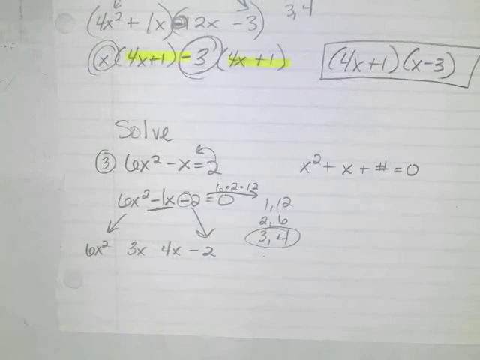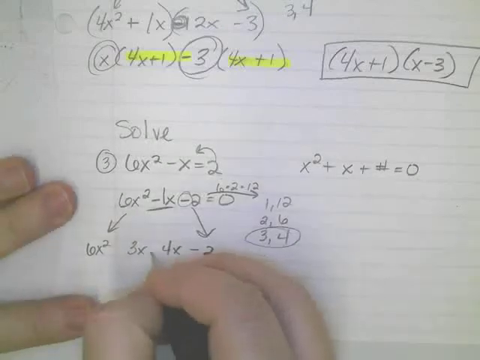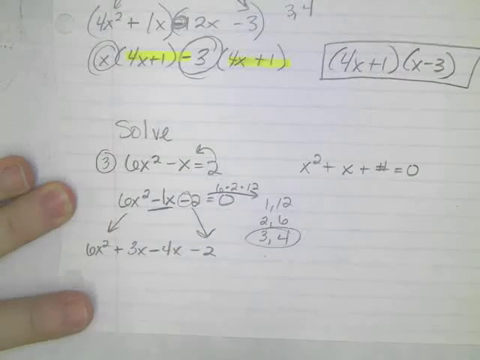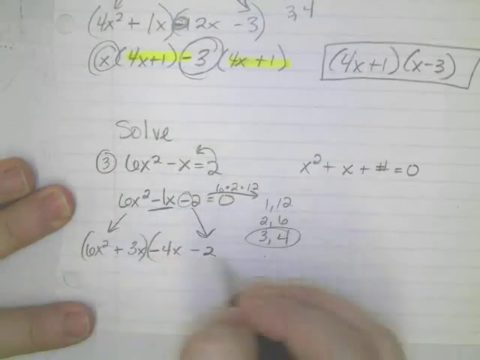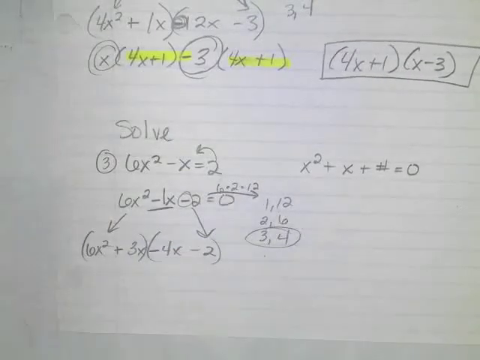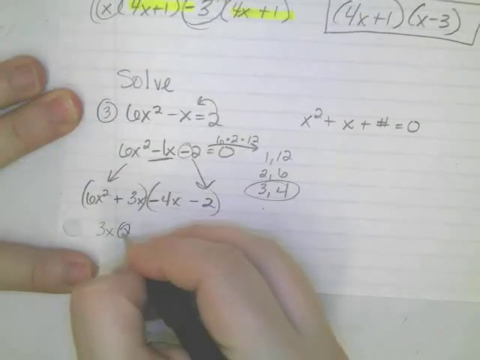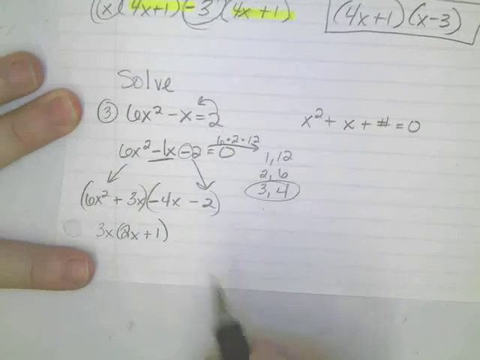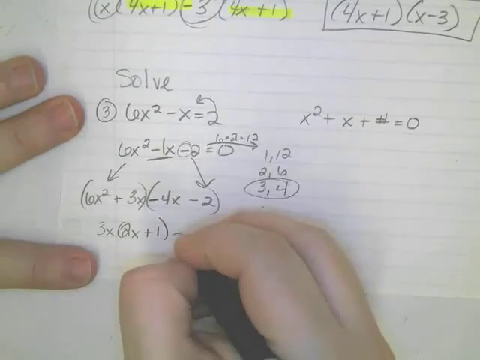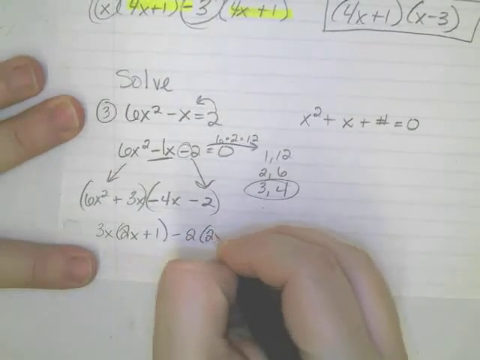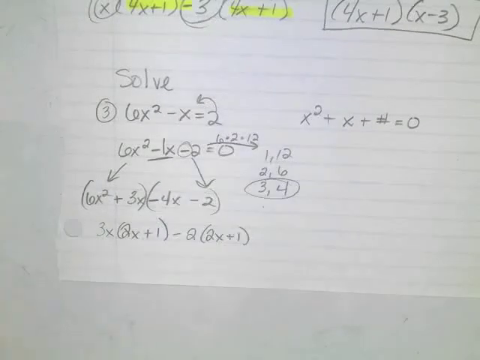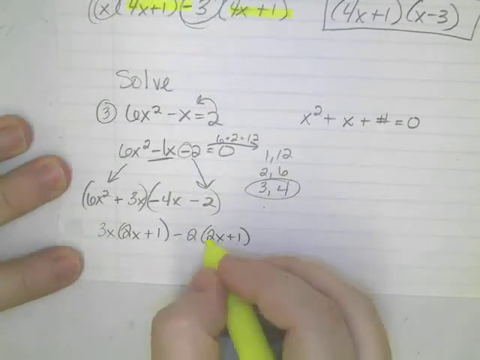Now I need to figure out what signs go where for the middle two terms. On my original trinomial, it's a negative 1x. And the only way I can get a negative 1x is if I have a negative 4 and a positive 3. So I draw my parentheses. The number that goes into both of these is 3x. So I'm left with 2x plus 1. And this one, I have a leading negative, so it's going to be negative 2 and 2x plus 1. And miraculously, we have the same parentheses again, so we know we've done it right.